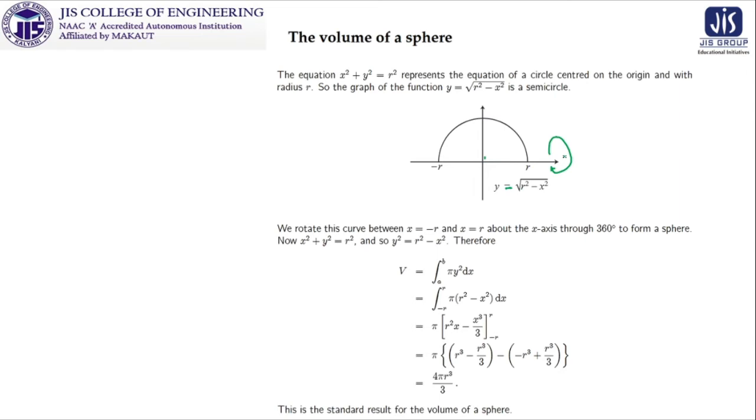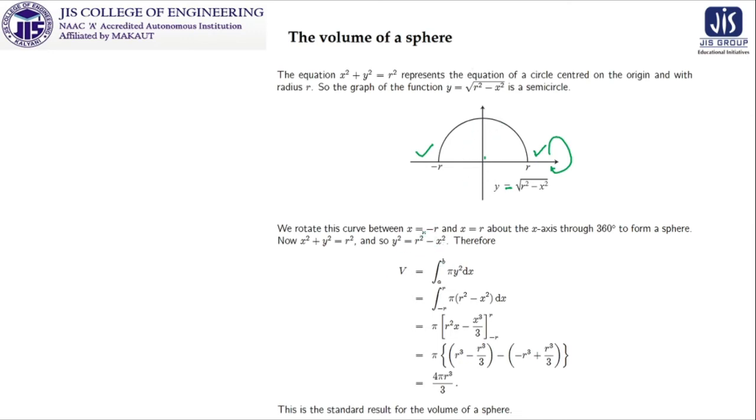So what we are doing, we are rotating this curve y equal to root over r square minus x square, but from where to where? It is from minus r to r. That is why it is given that it is minus r to r about the x-axis through 360 degree. Otherwise the sphere will not be generated. So it will start from here, it will end at here, and then only the sphere will be generated.